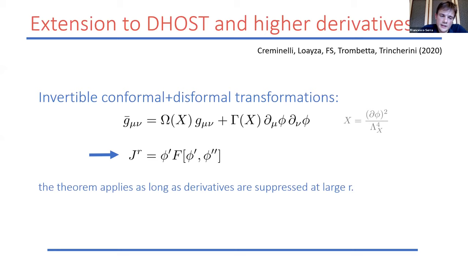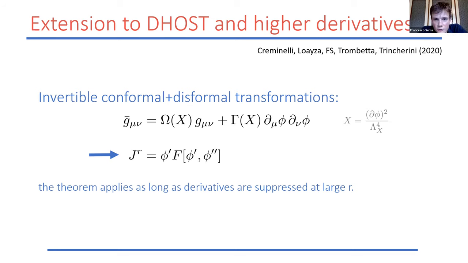And this argument actually can be extended to theories with higher order equations of motion. For instance, the DHOST theories that are connected to Horndeski through a disformal plus conformal redefinition of the metric. And in this case, one can carry out all the steps of the proof by Nicolis and Hui, and get to the same result as long as the derivatives of the scalar vanish at infinity. And okay, so we have in this setup of shift symmetric theories, this strong statement about hair.